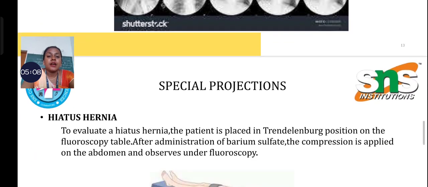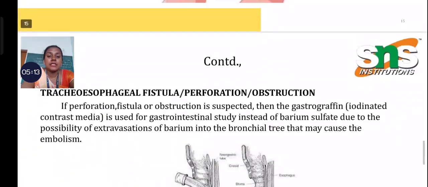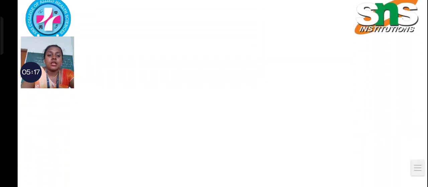Special projection: hiatus hernia, gastroesophageal reflux disease, tracheoesophageal fistula, perforation or obstruction.